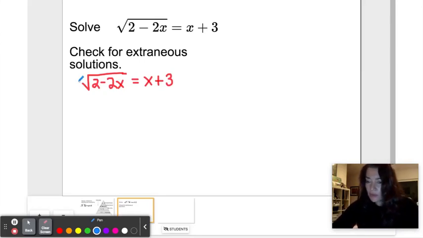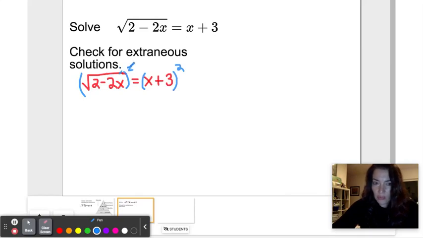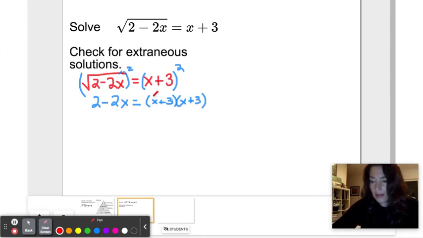To get rid of the square root, I'm going to square both sides. But because I'm squaring the left side, I need to square the right side. I need to square all of the expression x plus 3. Now, the square root and the square cancel, and we are left with 2 minus 2x is equal to x plus 3 squared. So I'm just going to go ahead and write x plus 3 twice. On the right side, I'm going to distribute x plus 3 times x plus 3.